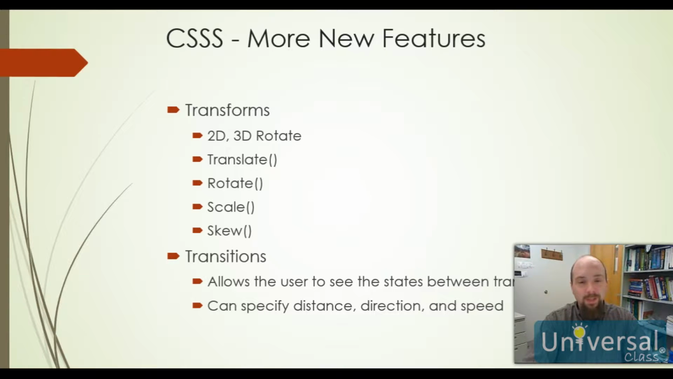And then we have transitions. So this is a basic introduction to some minor animation features, but I am going to be able to take my text box or a division or whatever and make it larger or smaller, and the user can actually watch it grow and shrink and spin, and it can get skewed and so forth. So we can specify the distance that it moves, we can specify its direction, and also the speed.